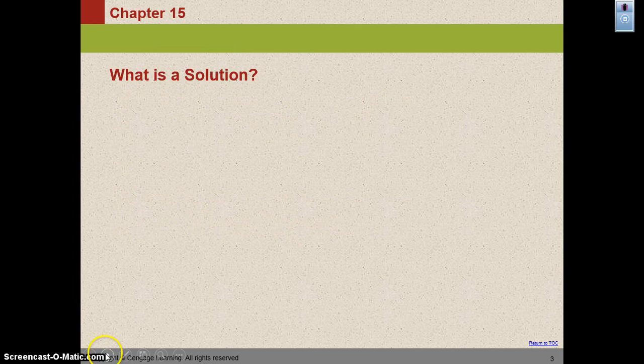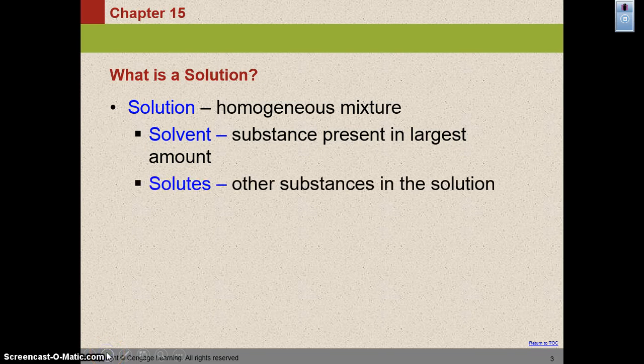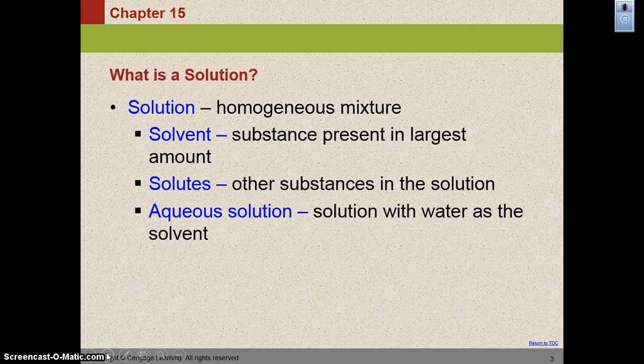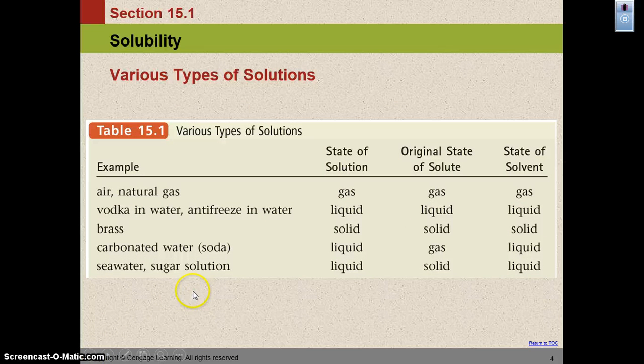It's not an answer to a problem like you would answer in math class, but a solution is considered a homogeneous mixture. Remember, homo means the same throughout. It is made up of a solvent, which is the substance that's in the largest amount in the solution, and solutes, the other substances in that solution. An aqueous solution is a solution with water as the solvent. Water is known as the universal solvent, by the way. So most every solution that we're going to talk about is going to have water as its solvent.